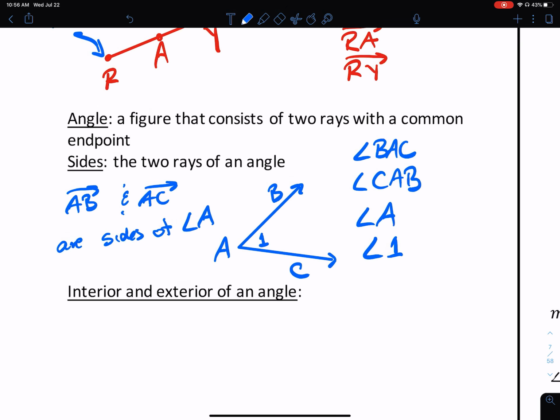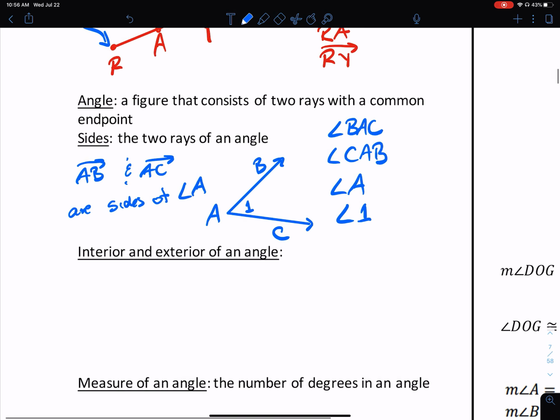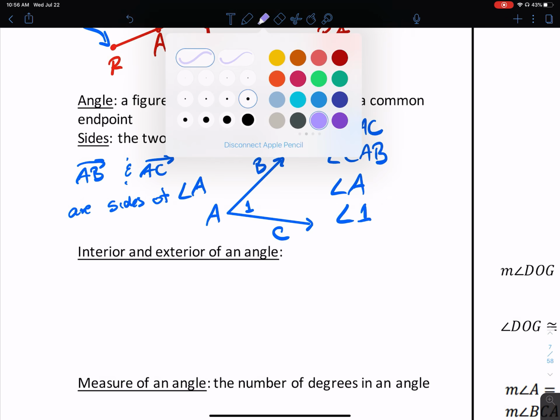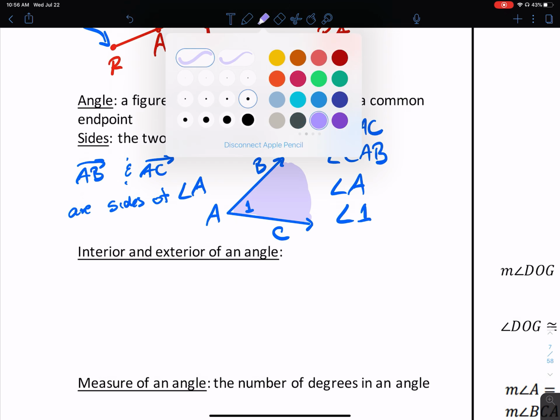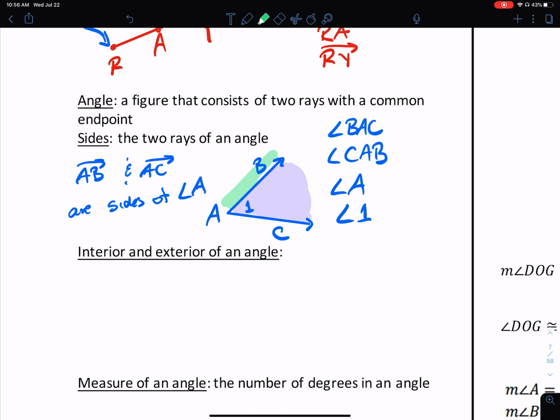Interior and exterior of an angle. It's difficult to put this into words, so let me just try to highlight this. This purple region is the interior of the angle. This green region is the exterior of the angle. So this is the interior, this is the exterior.